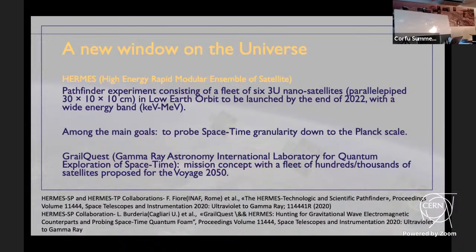Yeah, the fact is that this band, which is quite a small band, and also it's in the soft part of the gamma spectrum, will be the one for Hermes. But then for Grail Quest, they will try to enlarge it. So the main idea is that Hermes will be quite a pathfinder for it. So then, of course, the true access to these effects will come with Grail Quest.